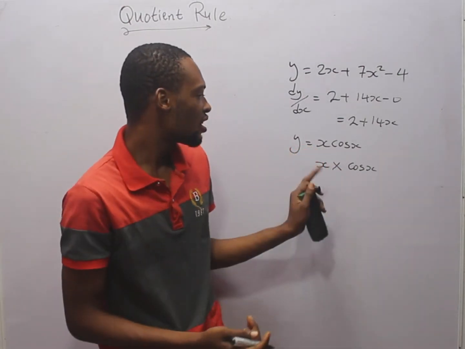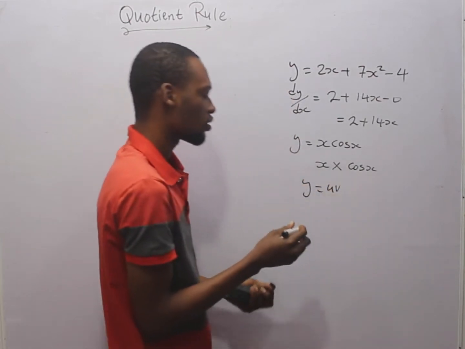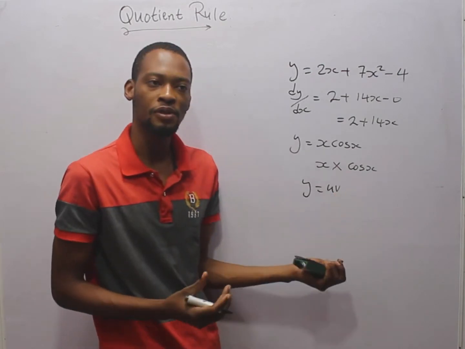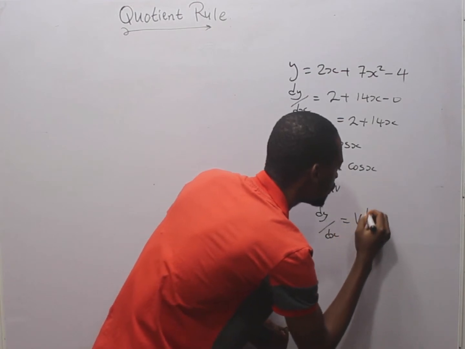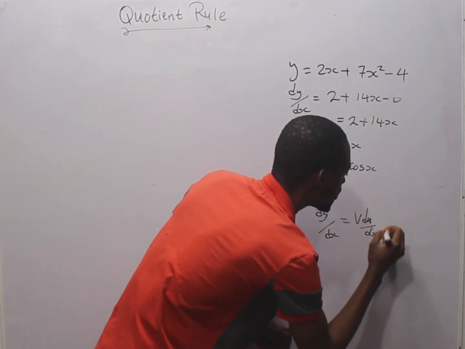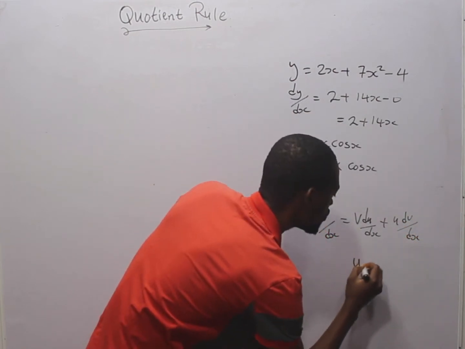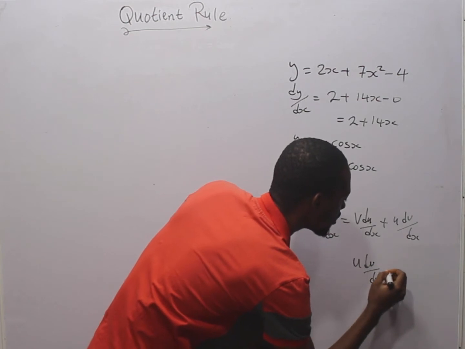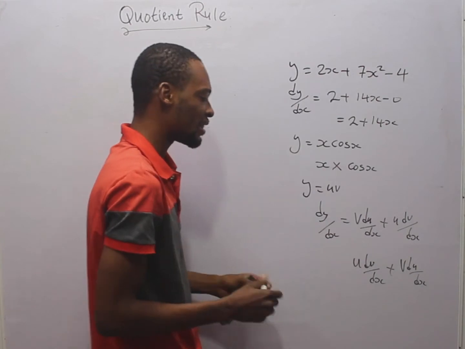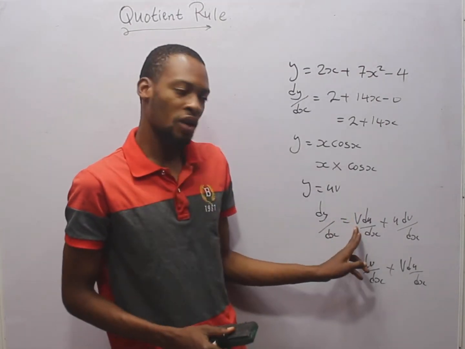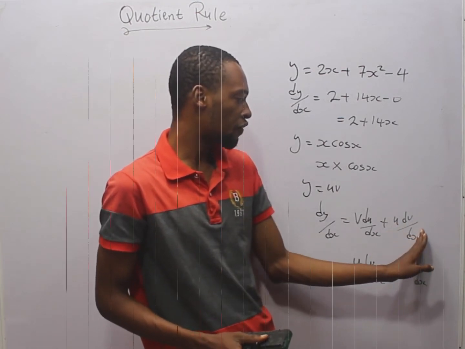Product rule states that if y is equal to uv, which means you are multiplying two variables, the rule is simply dy/ds is equal to v du/ds plus u dv/ds, or u dv/ds plus v du/ds. What this simply implies is that you keep the first one constant and differentiate the second one, plus you keep the second one constant and differentiate the first one.